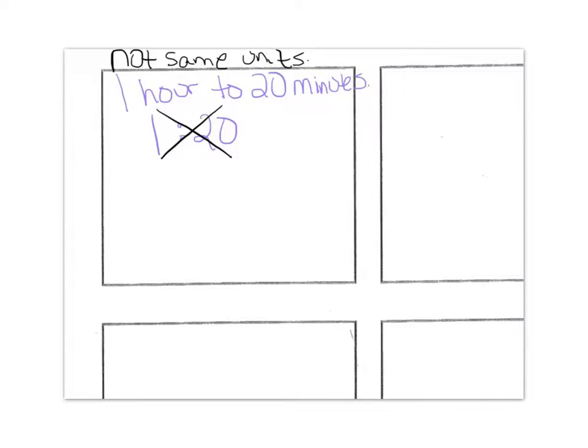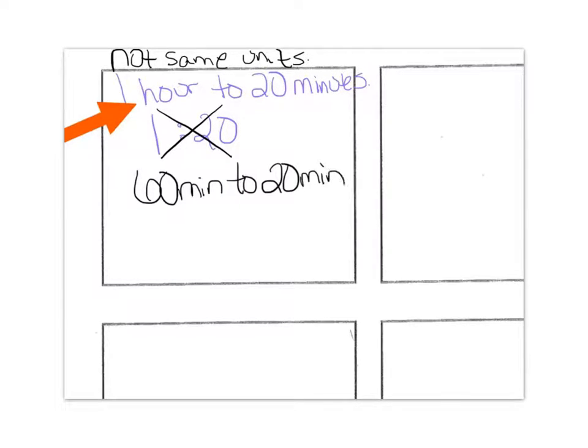Let's point to that. Oops, that's not the right thing. Let's point. Okay, 1 hour. Let's change it to 60 minutes. Okay, 60 minutes to 20 minutes. That's the same thing. It's just written in the same units now. That's a good thing, right? That makes sense. Okay, so I'm going to put 2 arrows there. Ooh, I love that.